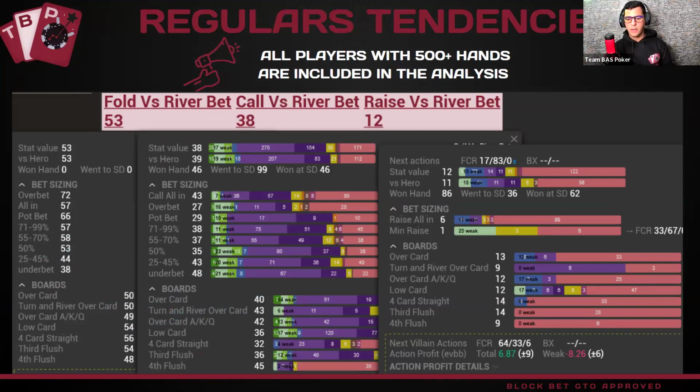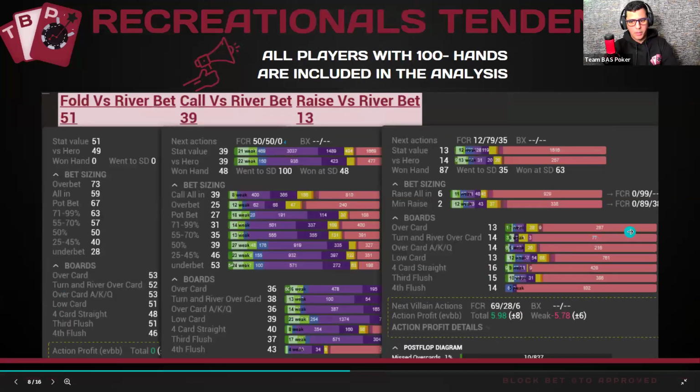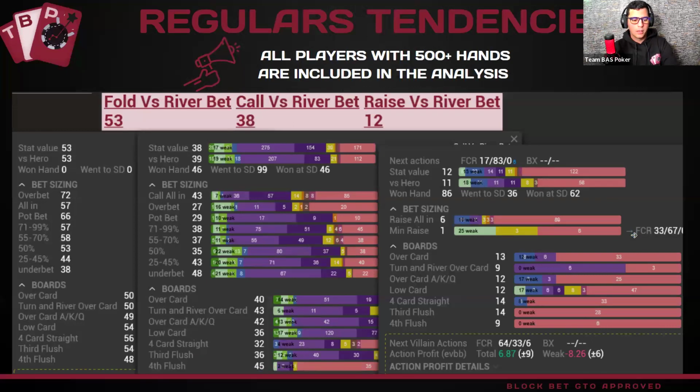So this gives us the conclusion that because we know recreationals are sticky and can be even more random than regulars, especially on the river, we come up to those kind of numbers. So the recreationals are playing even better than the regulars against block bets. So against regulars, it will work even more, and you are facing even less protection, less reactions, fewer raises.